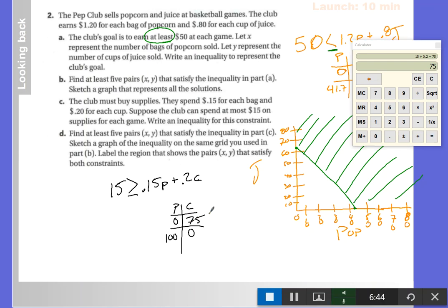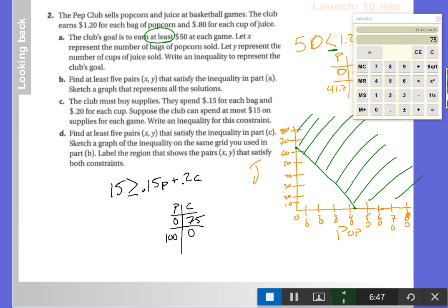Now, clearly, my graph is a little wanting right now, but we'll do the best that we can. All right, well, light blue. Actually, I'm going to go with my favorite color, the whole Promethean palette, the maroon. So 0 popcorn, 75 cups of juice, and then 100 bags of popcorn. So here's 90, here's 100. So here we go.